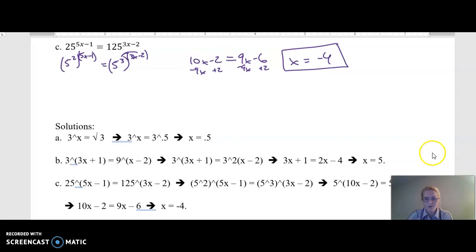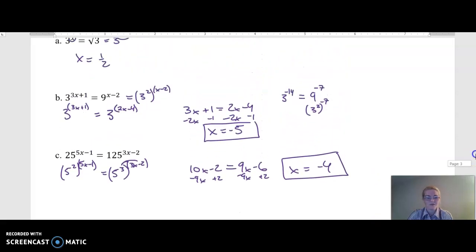Whoa, typo. This should be a -5. But there's, again, the solutions in typed out form.